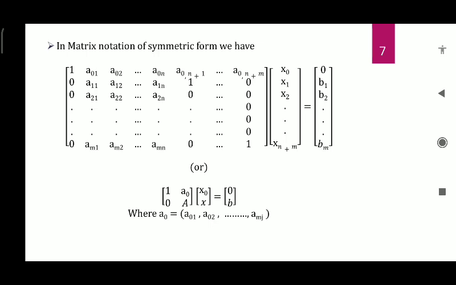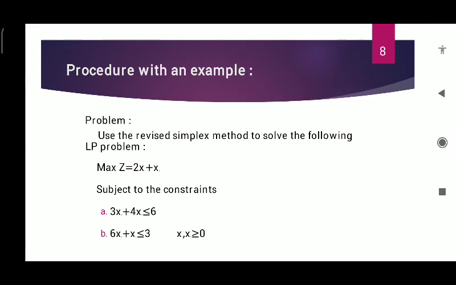etc., bm. Or just we can write the short form, the matrix [1 a0; 0 a] into [x0; x], that is equal to [0; b]. What is a? Small a0 is equal to the row vectors a01, a02, etc., a0m. So now we shall see the procedure following with the examples.